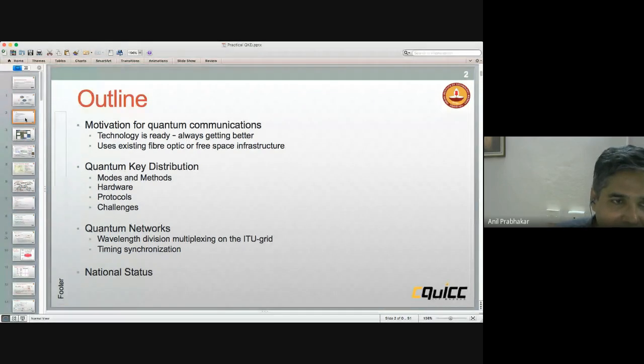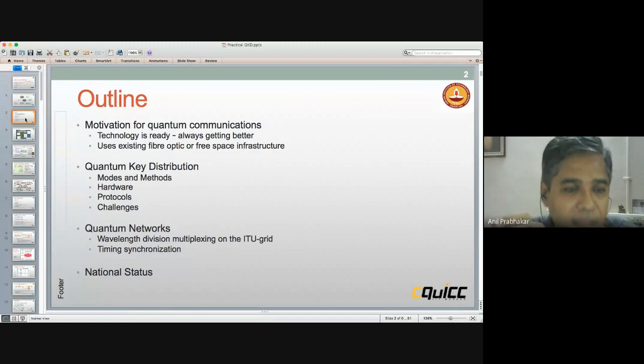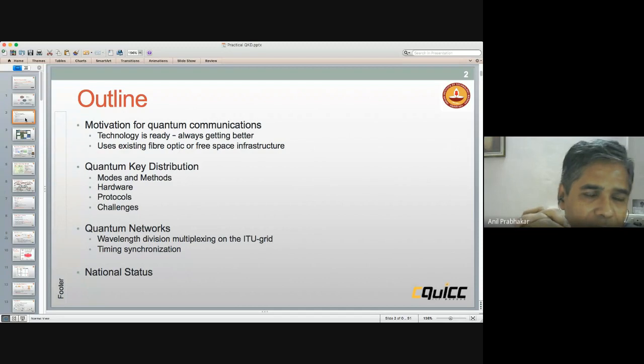The other parts of the talk, which I will focus on, are the quantum key distribution themselves. How does it happen? What are the modes and methods? What is the hardware? What are the challenges? I'll briefly touch on quantum networks. I know you've had a talk earlier today on quantum networks, so I won't spend too much time on it. And we'll also discuss what the national status is.